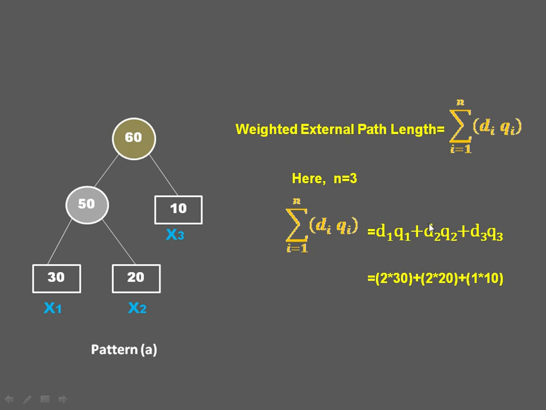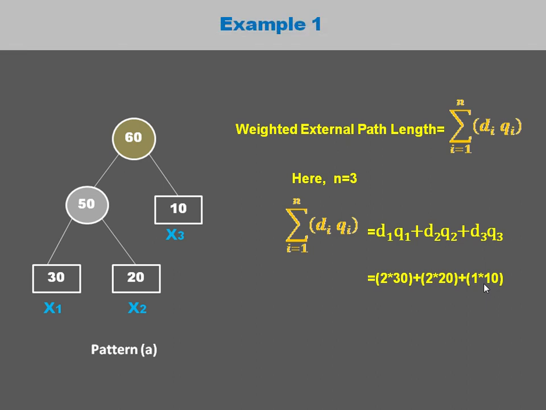Plus d2, which means the distance of x2 from the root node. The distance of x2 from the root node will be 2, so it is 2 into the length of x2. q2 means the length of x2, that is 20 records. So 2 into 20 plus d3. d3 is the distance of x3 from the root node. It is 1, so 1 into the length of x3, which is 10. So it is 1 into 10.